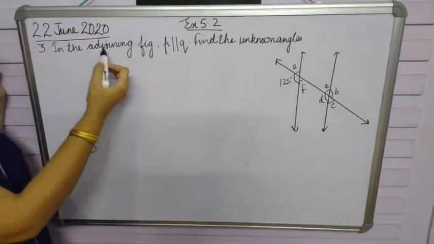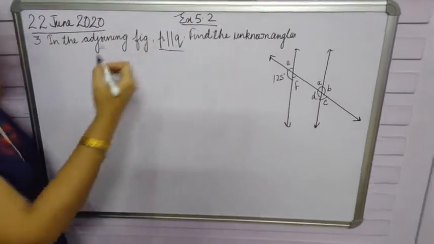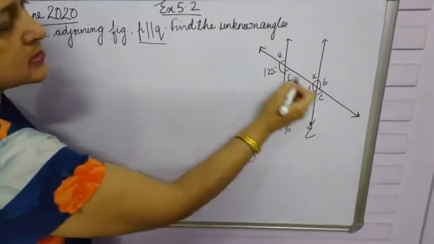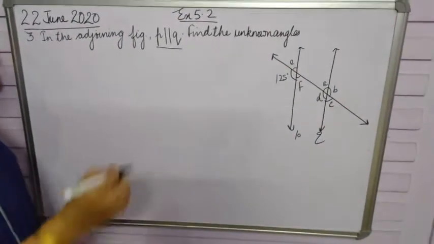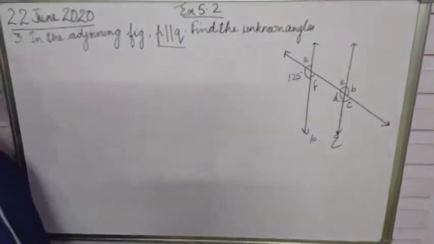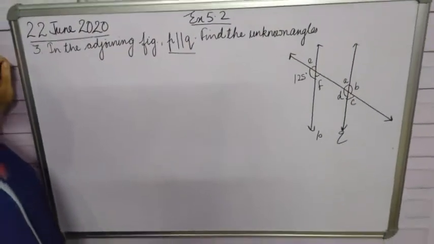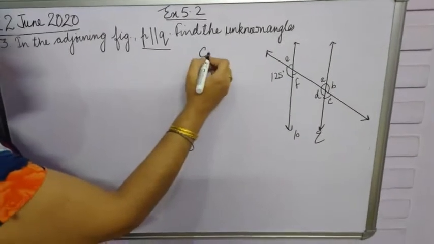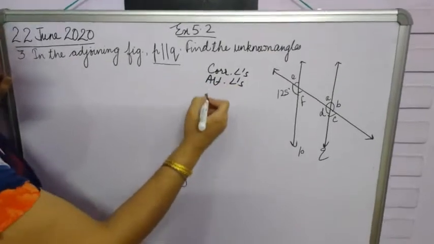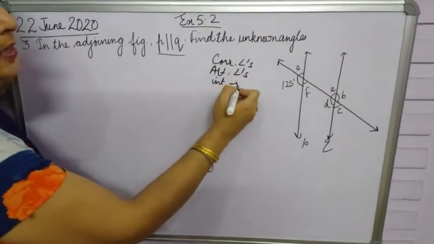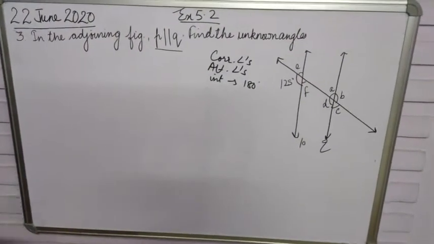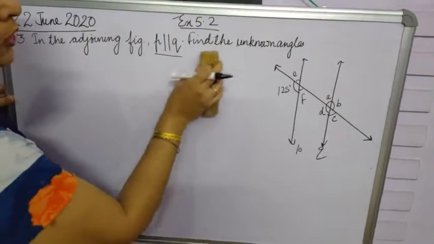Question number 3 is, in the adjoining figure, P is parallel to Q. These two lines are parallel to each other, and this is the transversal which cuts them. Find the unknown angles. If you see in the figure, we have 6 unknown angles which are to be found. Now, whenever two lines are parallel and transversal cuts them, then corresponding angles are equal, alternate angles are equal, and sum of interior angles on the same side of transversal, their sum is 180 degrees. So we are going to use these three properties somehow to find out all these angles.